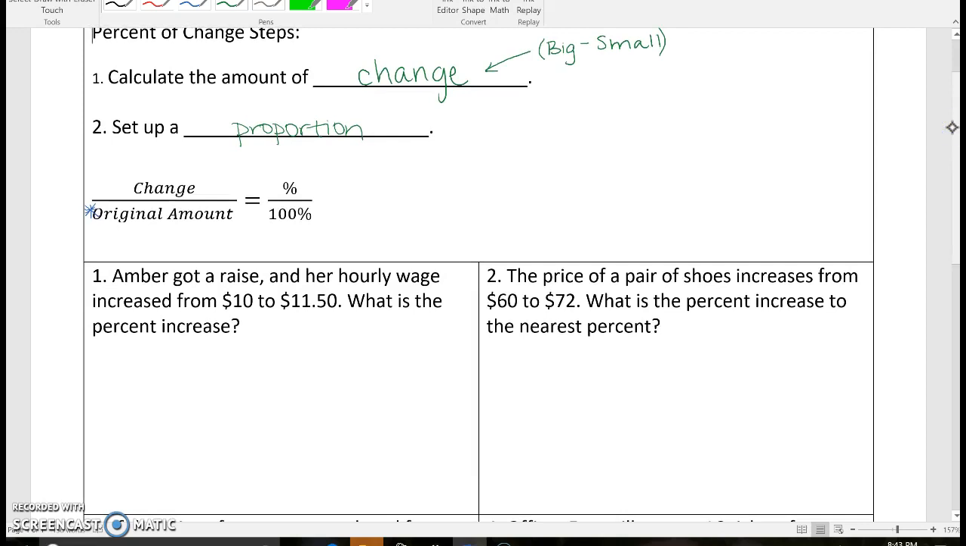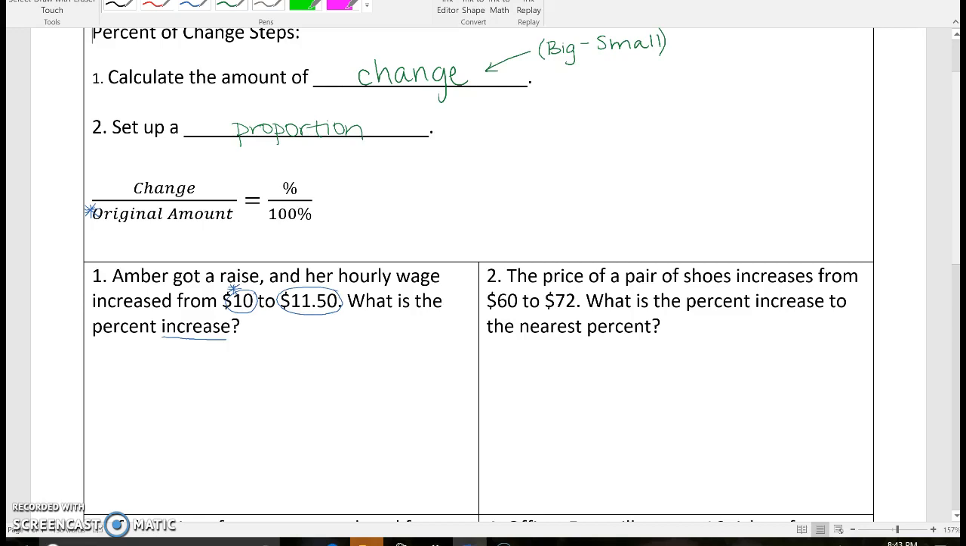Number one says Amber got a raise and her hourly wage increased from $10 to $11.50. What is the percent increase? First of all, we know it's an increase because it's going from 10 to $11.50. So it's getting bigger. And our original amount is always our starting amount, our first amount. So our first amount is $10. I'm going to put a star next to my original, and then $11.50 is my new amount.